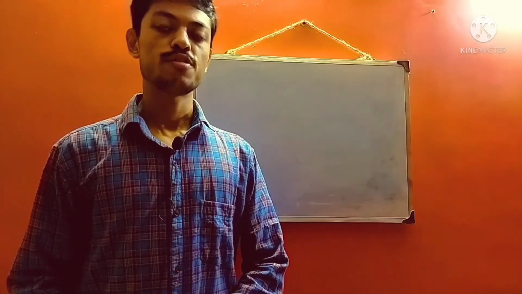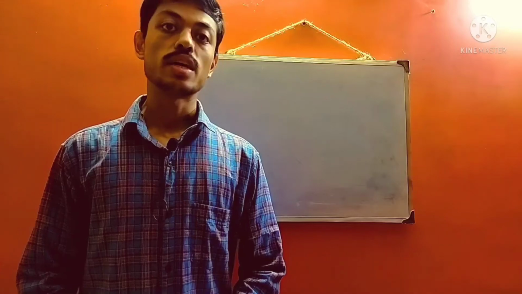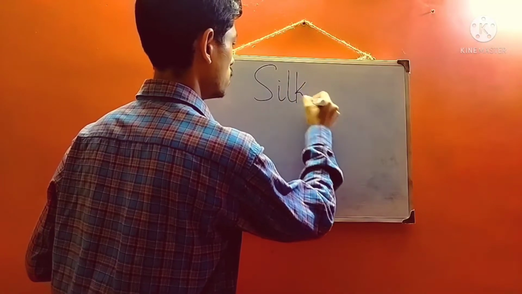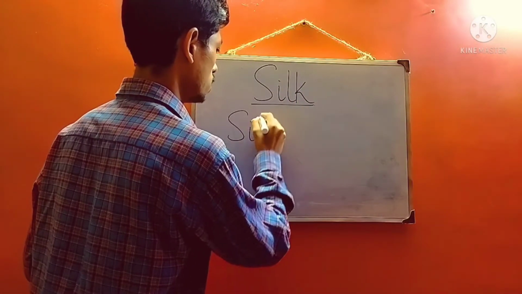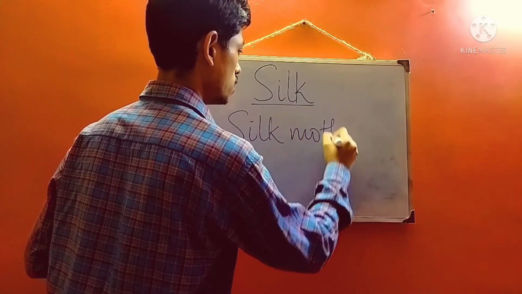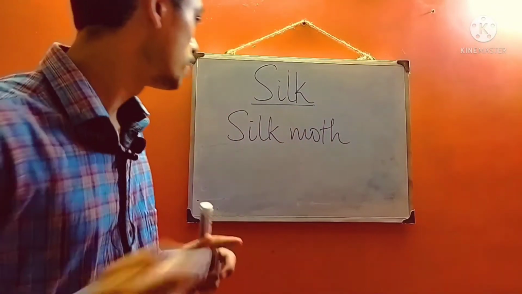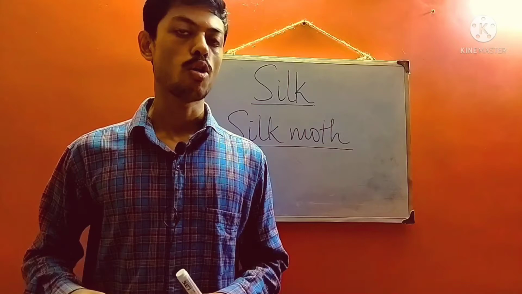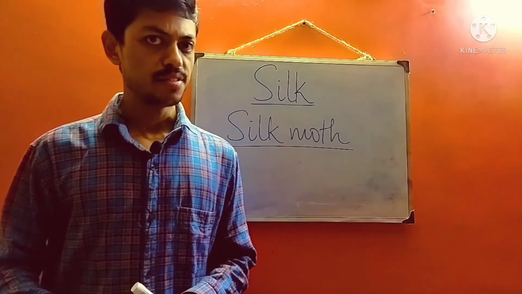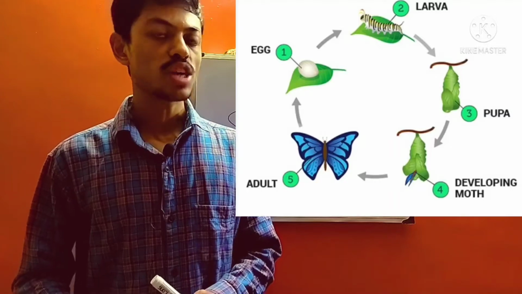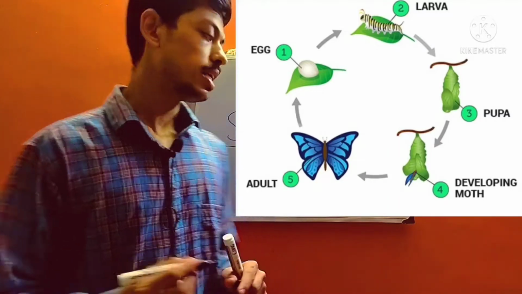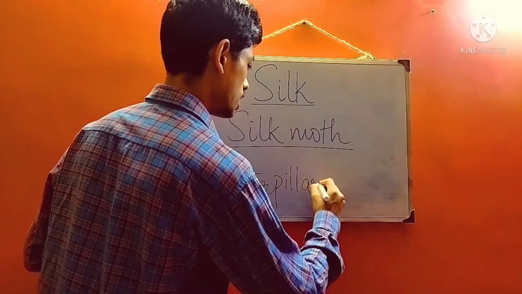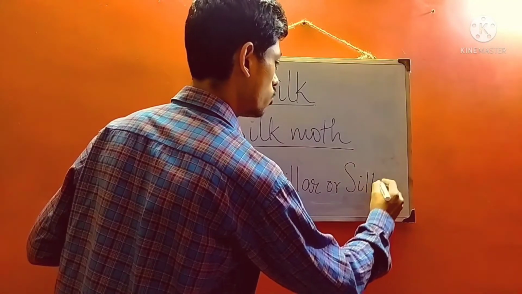Before going to the processing of silk, we shall know the life cycle or the life history of the silk moth. The female silk moth lays eggs on the leaves. These eggs hatch out into the larva called the caterpillar or the silkworm.